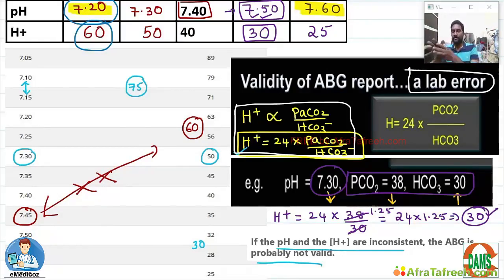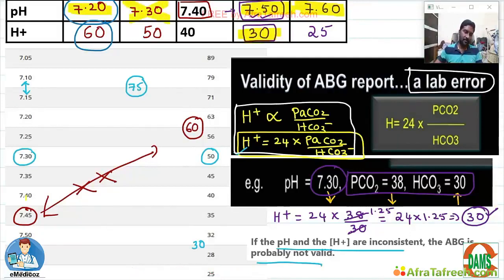So for the given parameters, H plus was 30 in the question. H plus is 30, so the pH should be 7.50. But in the given question, it is 7.30. So it is not correlating. So this is how you should check the validity of an ABG report.